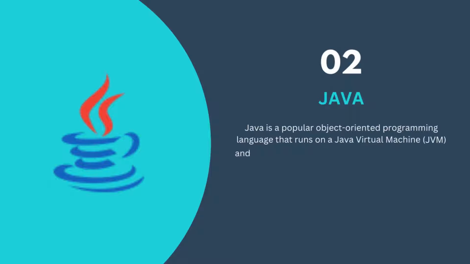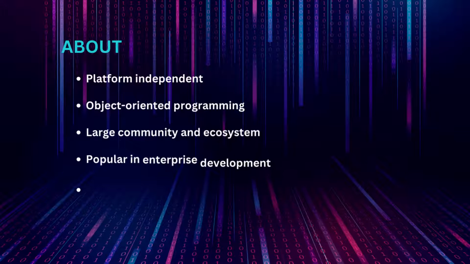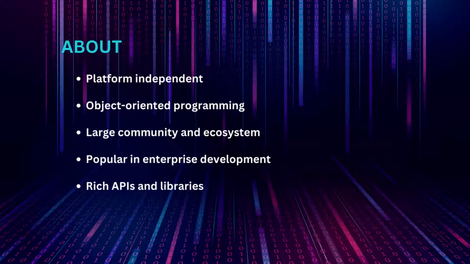Java is a popular object-oriented programming language that runs on a Java Virtual Machine (JVM) and is used for developing applications for desktop, web, and mobile devices. It is known for its portability, security features, and robustness. Platform independent. One of the key advantages of Java is its platform independence. Java programs can run on any operating system or platform as long as the Java Runtime Environment (JRE) is installed.